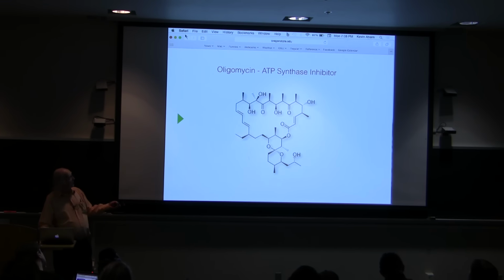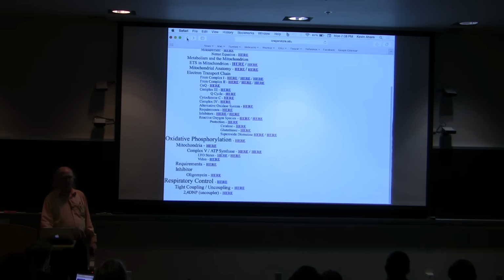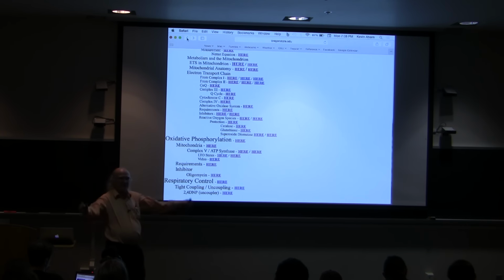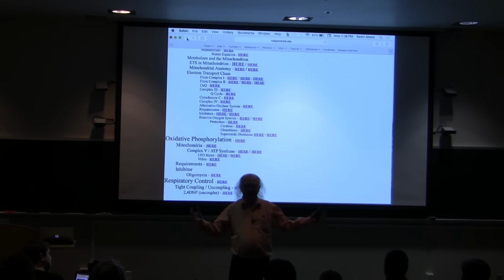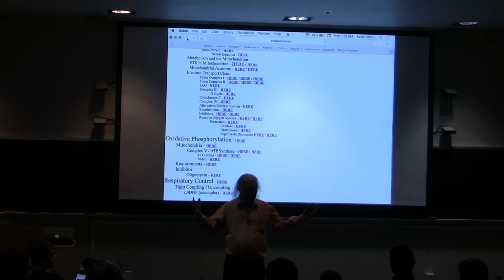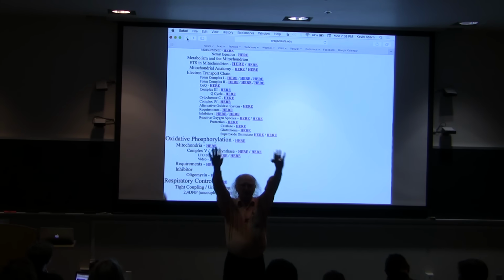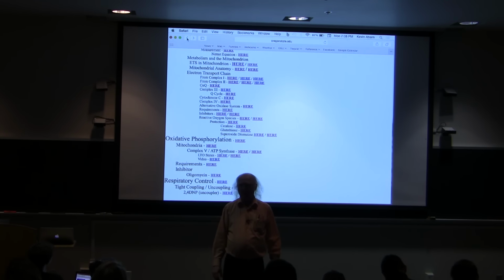Okay, oligomycin, inhibitor of ATP synthase. If I have that in my cells, I'm going to stop the oxidative phosphorylation. What happens if I stop oxidative phosphorylation? Let's go through a practice one. So I'm going to stop electron transport. Why does electron transport stop? Proton gradient gets too high, right? There's too much water I'm trying to push uphill. I can't push any more water uphill, right? Proton gradient is too high.